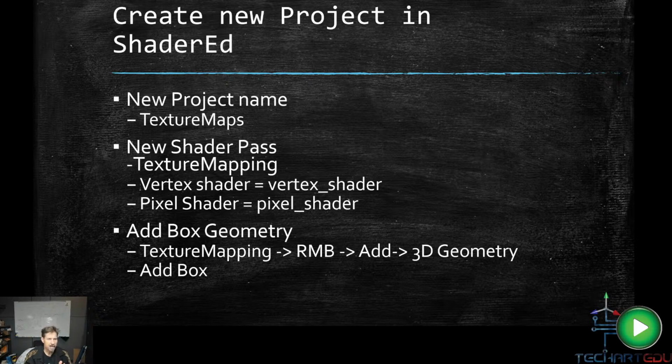Before we get started here, we're going to need some geometry to work on. So I'm going to add this geometry. I'm going to right-click my texture mapping shader pass and add some geometry. I'm just going to add a cube, and we're going to call this my box.